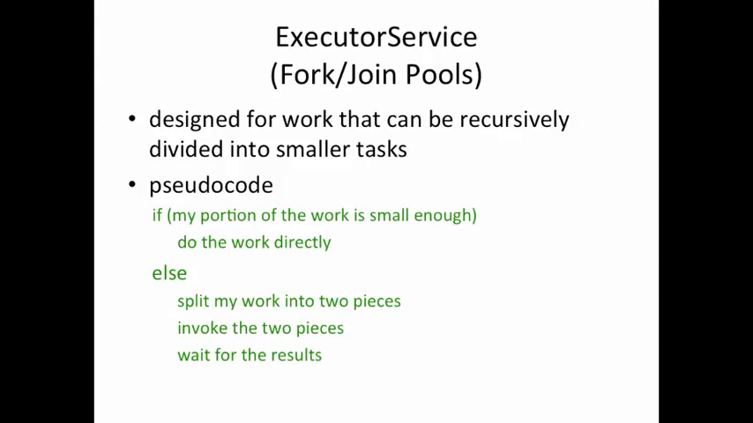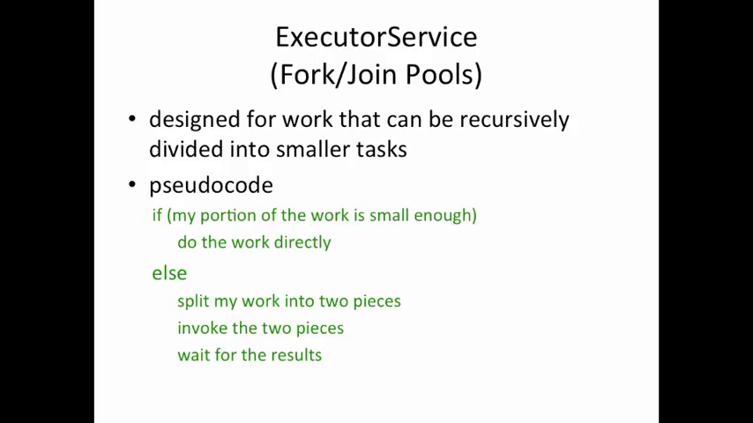The next item we want to talk about is fork join pools, which is something else that is provided for us by the executor service. And fork join pools are good for when we want to get a lot of parallelism in our task. And it's designed for work that can be recursively divided into smaller tasks.